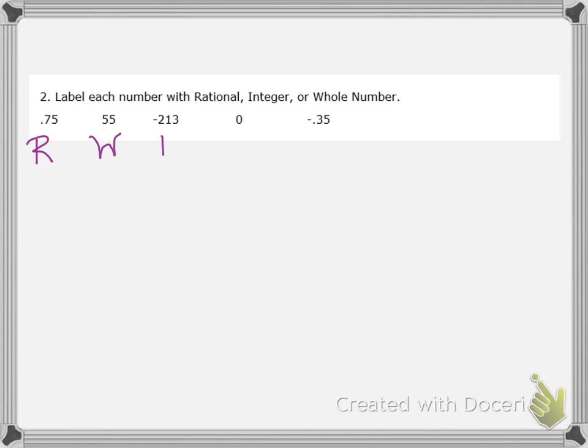-213 would be an integer. It is also a rational number. 0 is a whole number. We can push it all the way into our circle. It's also an integer and it's also rational. And the last one is -35 hundredths. That would be a rational number because it is a decimal.